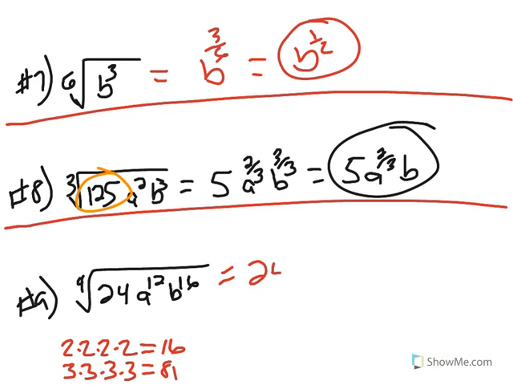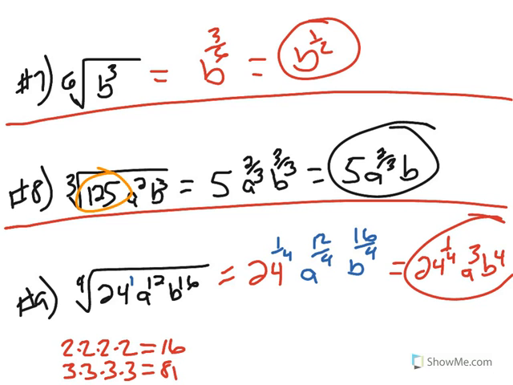So the best we can do is write 24 to the 1/4, because the exponent for 24 is a 1, times a to the 12/4 times b to the 16/4. Any of your fractions, if they can be reduced, do so. So we get 24 to the 1/4, a cubed, b to the 4th.